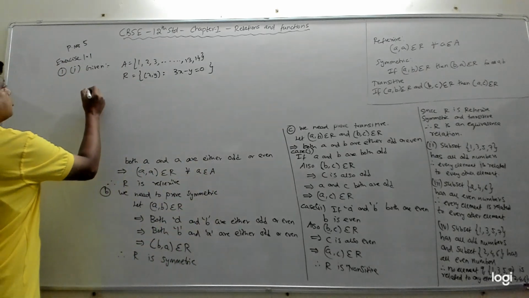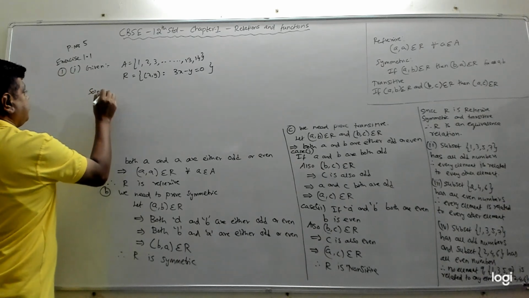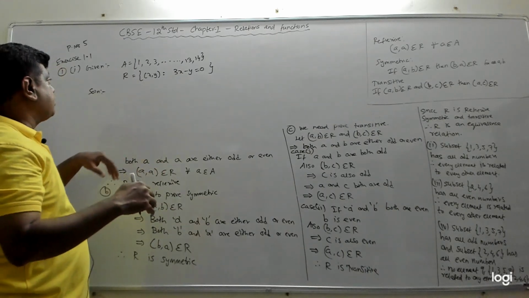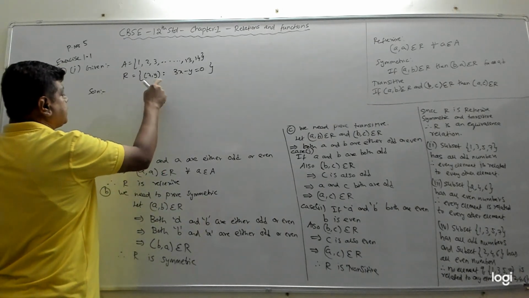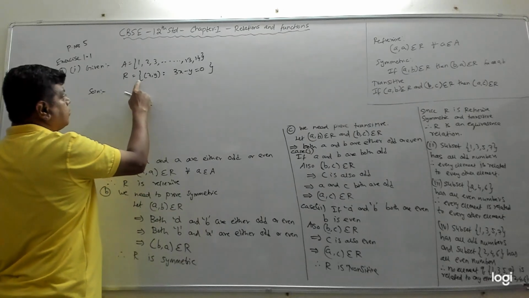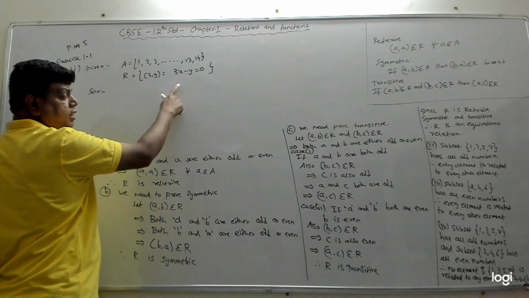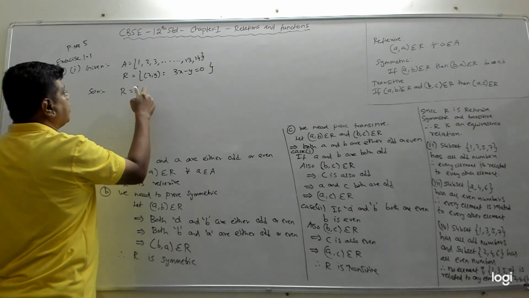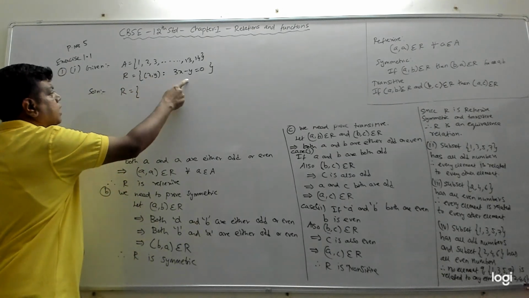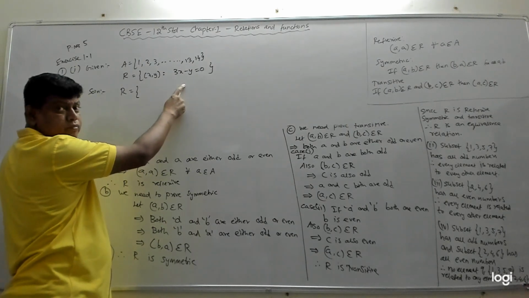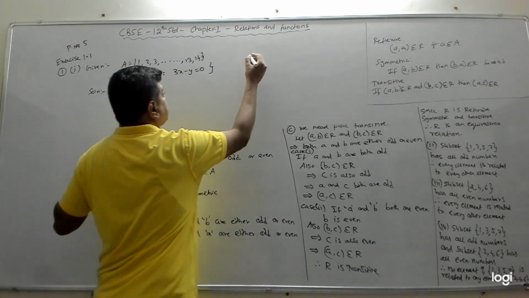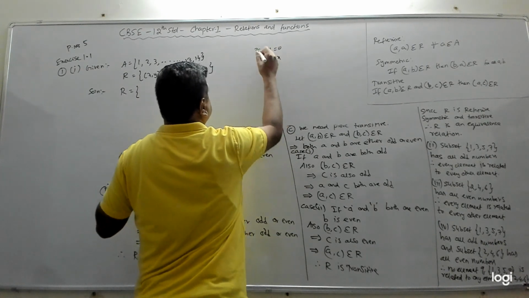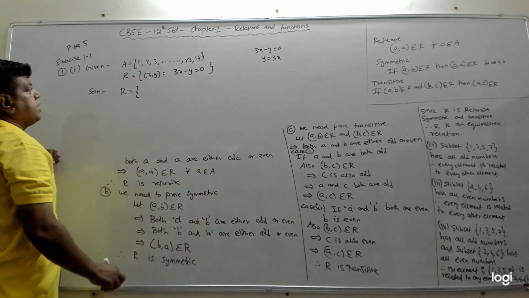Now how do we check that? Solution. We have to check whether this relation is reflexive, symmetric and transitive. Let's try to write the set first. Sometimes it is easy when you write the relation set, because this is given in set builder form. We'll write it in roster form. So R will be what? All the elements which will satisfy this condition. 3x minus y equal to 0 means I can write y equal to 3x.